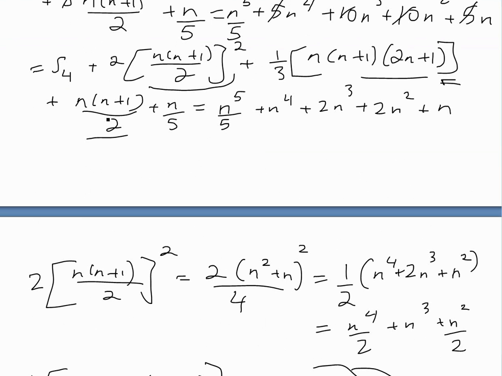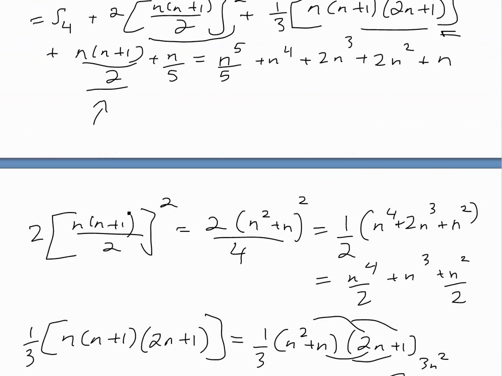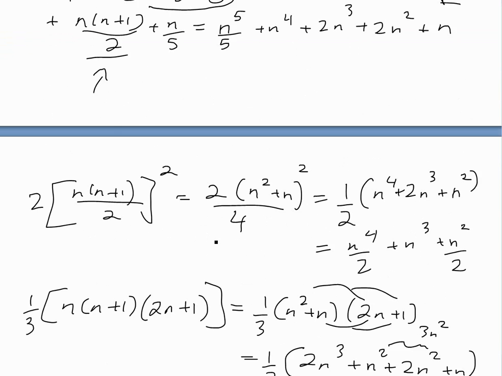And then the last one is this part right here. Let's put an arrow there. So we'll get n times n plus 1. This is just divided by 2. There's no number in front. So this would just be n squared plus n divided by 2, and this equals n squared over 2 plus n over 2. So we get this part right here.